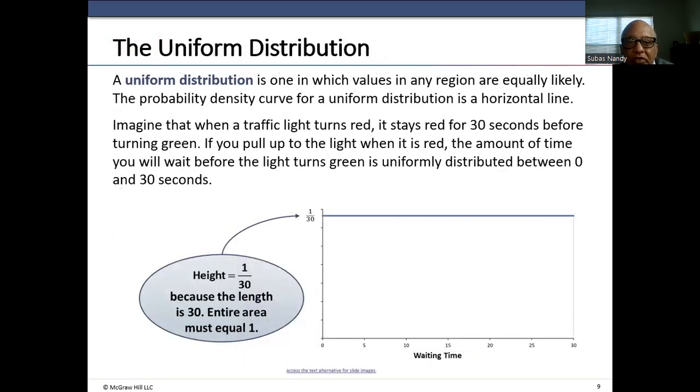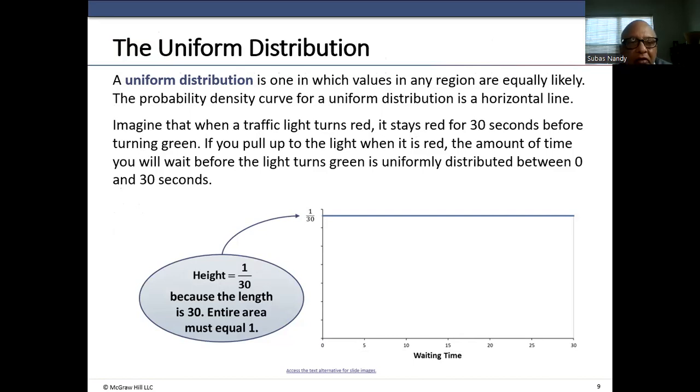A uniform distribution is one in which the values in any region are equally likely. The probability density curve for a uniform distribution is a horizontal line. It is called uniform. That means the probability at any selected point will be the same. That's why the probability density curve is a flat line.